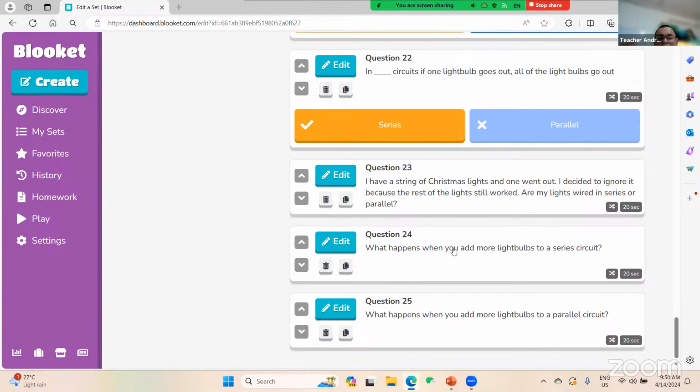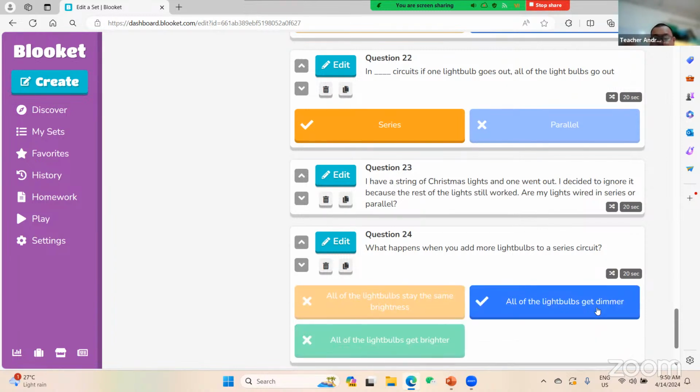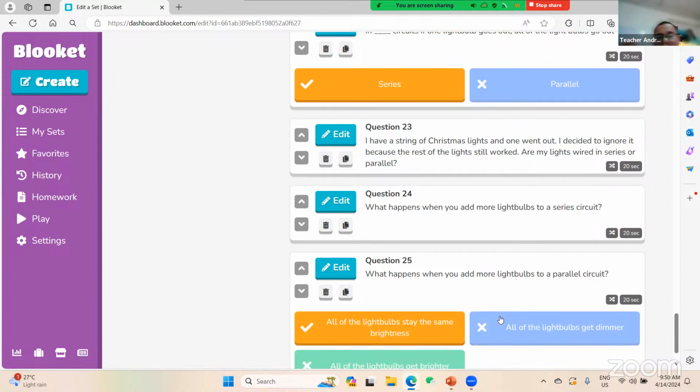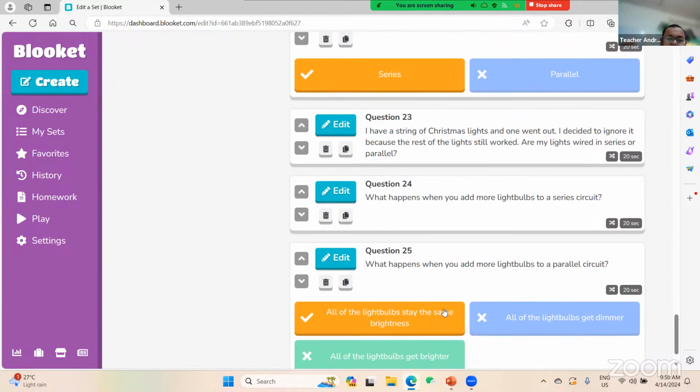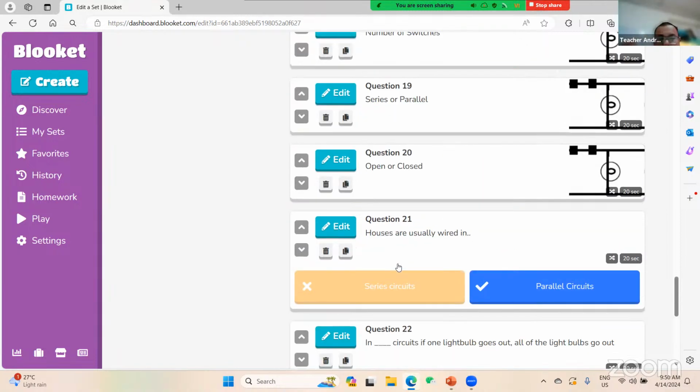What happens if you add more light bulbs to a series circuit? All the light bulbs will get dimmer, because there's only one path and there's a lot of resistance blocking it. What happens if you add more light bulbs in a parallel circuit? All the light bulbs will stay the same brightness and will not get dimmer. That pretty much sums up what we have learned today.